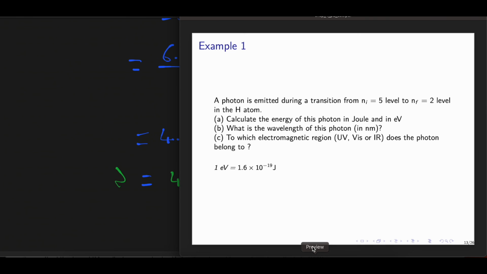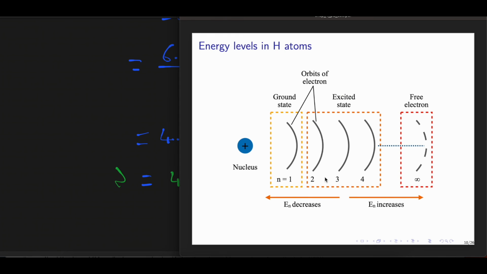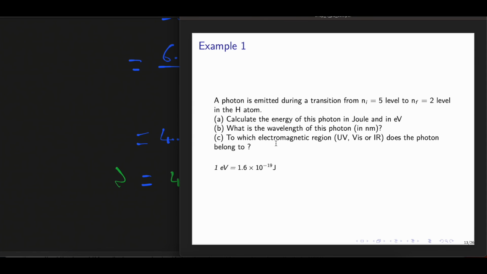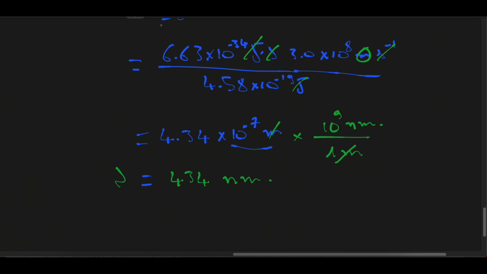And this photon, because it is between the 5th level and the 2nd level, should correspond to this line, which is from the 5th to the 2nd orbit. And here we are asked to which electromagnetic region the photon belongs. It's easy, because the visible region starts at about 402 and ends at 800 nanometers. Here we have the visible region. So this photon must belong to the visible region.